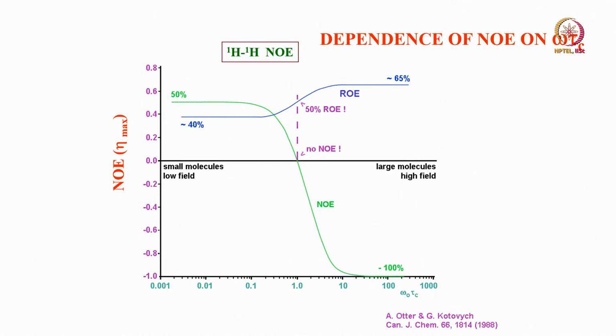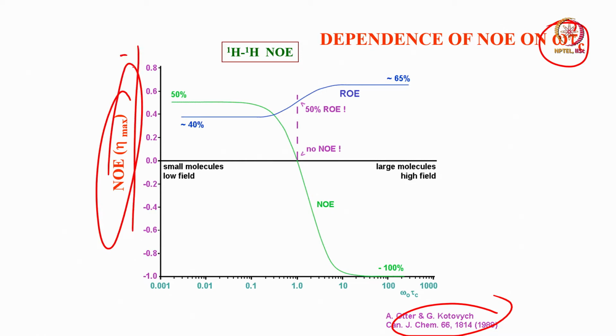And the dependence of NOE on omega tau c is given, of course, this is taken from this book. You can see from this paper that this is an example of a proton-proton NOE, showing how NOE depends upon omega tau c. In this axis is the intensity of the signal, that is the NOE that is measured, given by eta maximum NOE, plotted as a function of correlation time, omega tau c. Now, see the molecule like this, for example, large molecules are at this side, small molecules are this side.